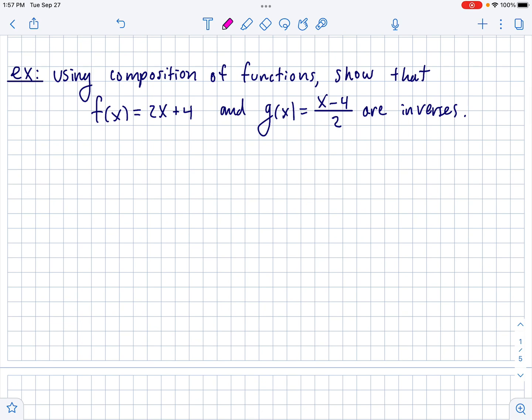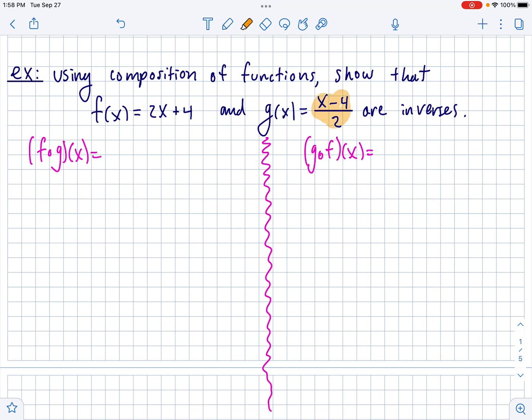First problem, we're going to use composition of functions to show that f of x equals 2x plus 4 and g of x are inverses of each other. If they're inverses of each other, we have to check f of g of x and also g of f of x. Both of these should be equal to just x. F of g of x is taking g of x and putting it into the input for f of x. So this is 2 times x minus 4 all over 2, plus 4.